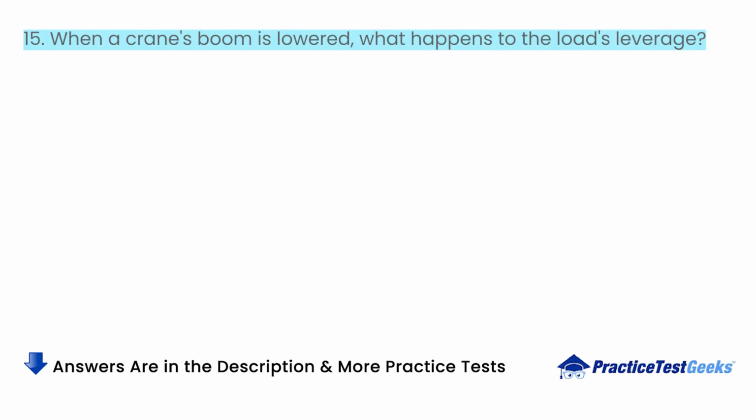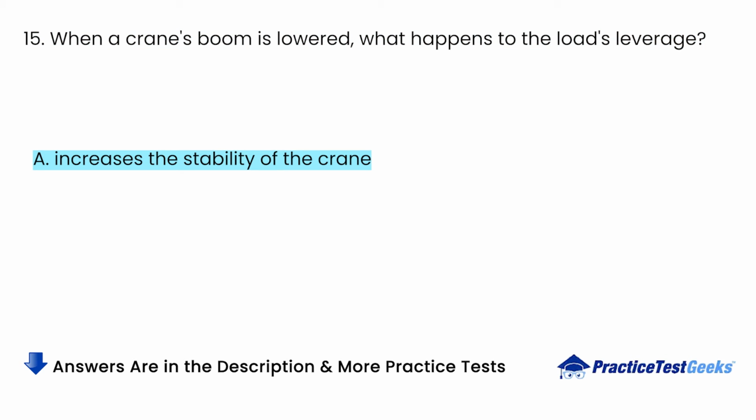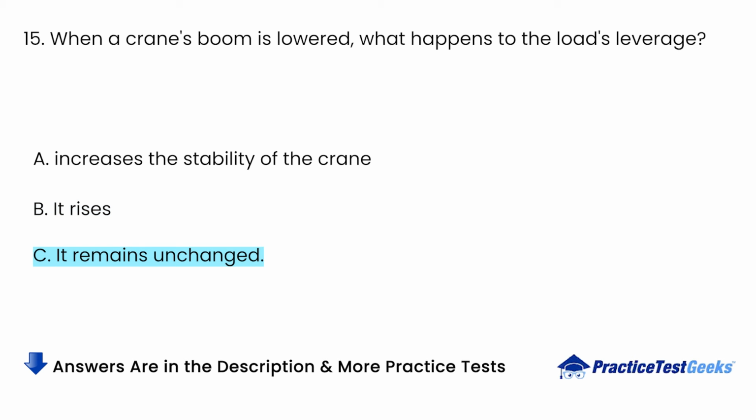When a crane's boom is lowered, what happens to the load's leverage? A. Increases the stability of the crane. B. It rises. C. It remains unchanged. D. It declines.